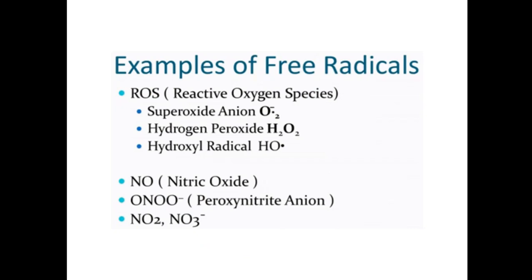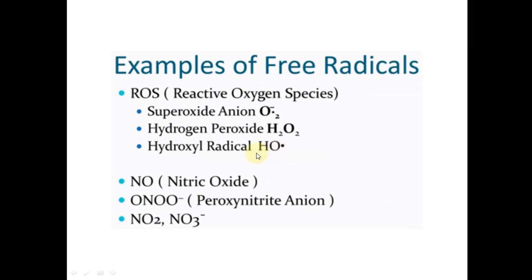Now, examples of free radicals are the reactive oxygen species: the superoxide anion, where one electron is added to the oxygen; the hydrogen peroxide, which results from the addition of two electrons to the oxygen; and the hydroxyl radical, where three electrons are added to the oxygen. At the end, when four electrons are added, the oxygen is converted into water, and this happens during oxidative phosphorylation.